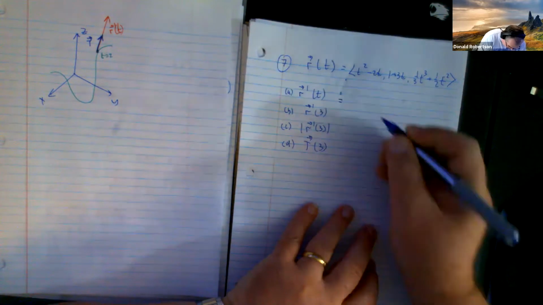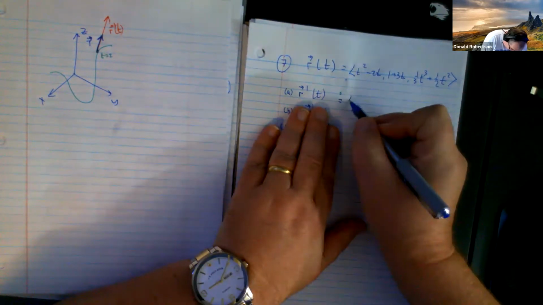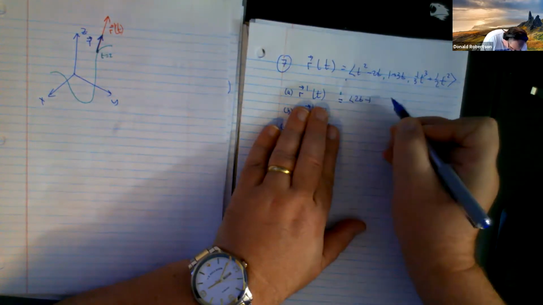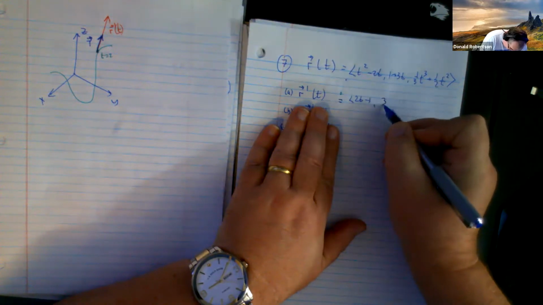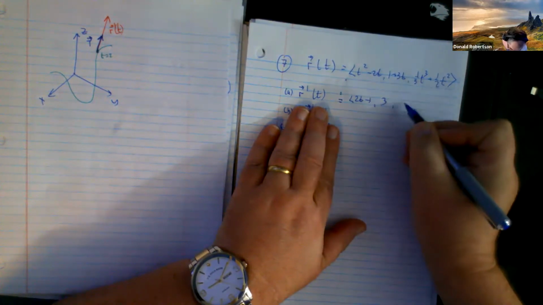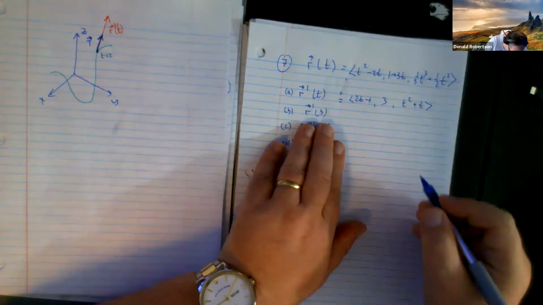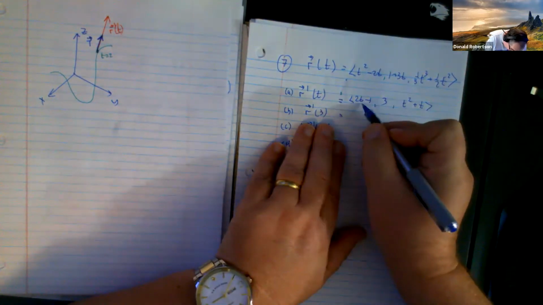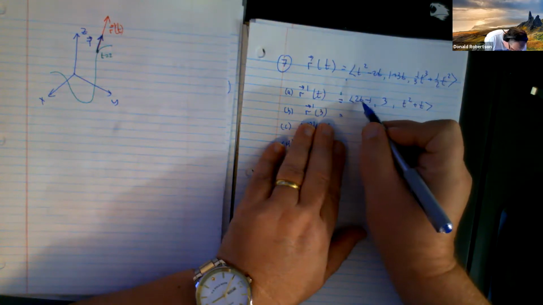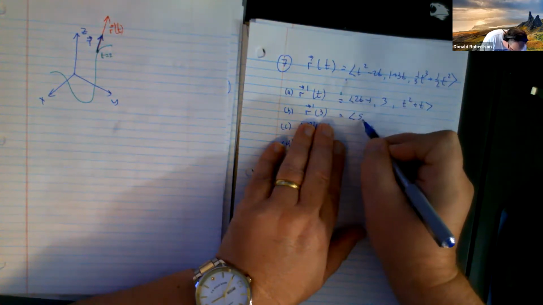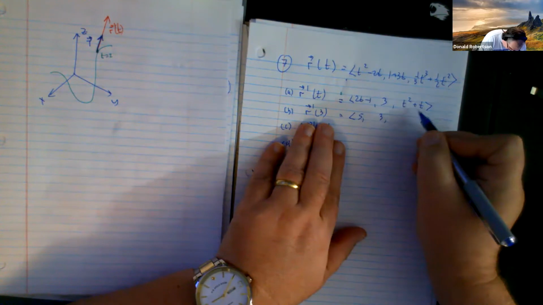Of course, I didn't leave enough room, but that's fine. If you differentiate the first, you get 2t take away 1. Differentiate the second, you get 3. And differentiate the third, you get t squared plus t. The value of this derivative at 3 is 6 take away 1, which is 5, then 3, then 9 add 3 is 12.